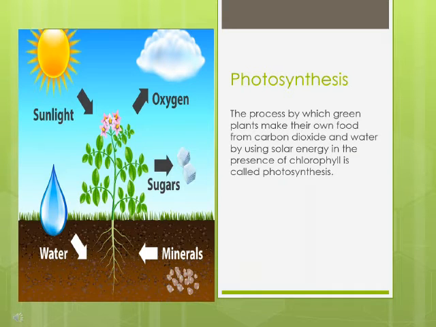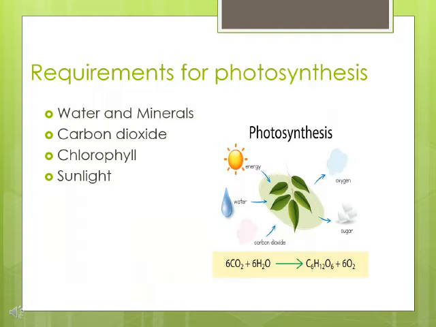Now next topic is photosynthesis. Photo means light and synthesis means to build. Thus photosynthesis means building up by light. We know that green plants can make their own food. So the process of making food by the green plants in the presence of sunlight, carbon dioxide, water, minerals and chlorophyll is called photosynthesis. Now let's discuss requirements for photosynthesis.